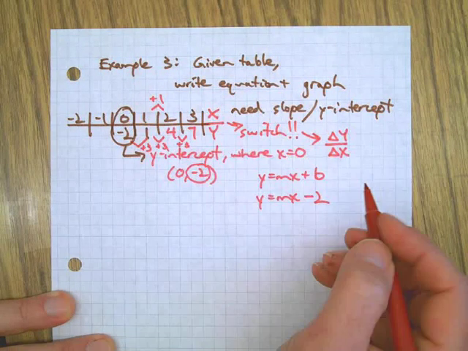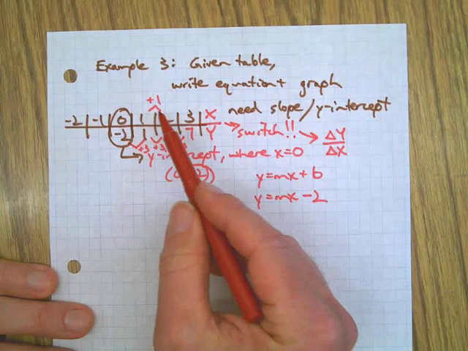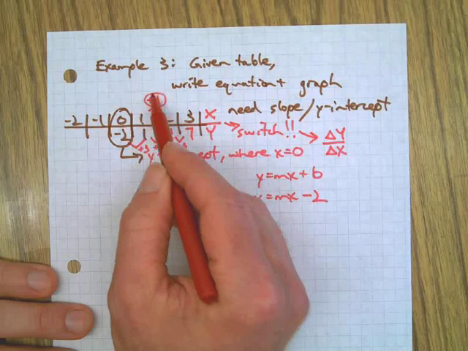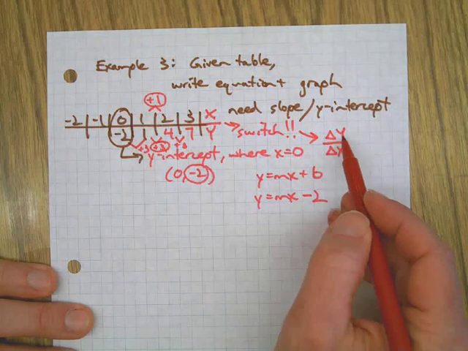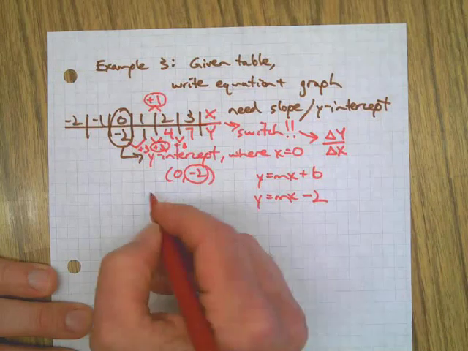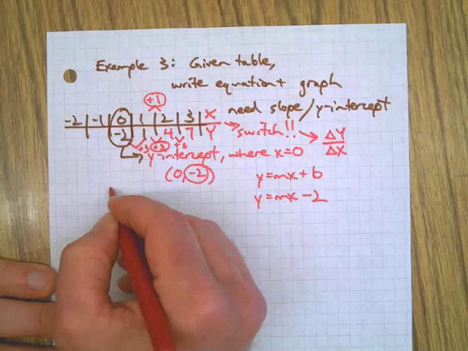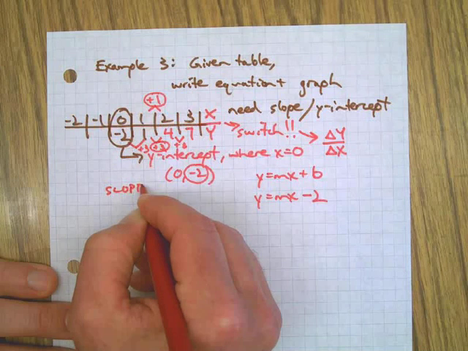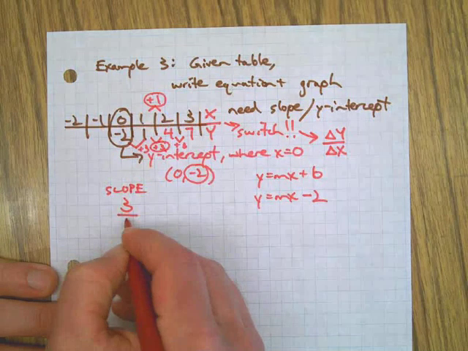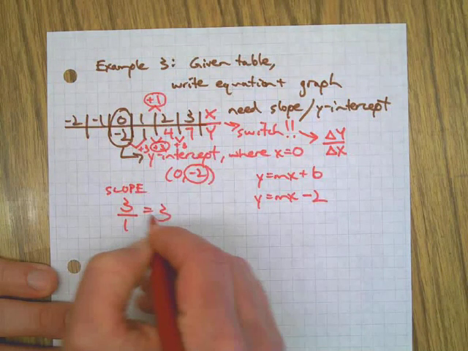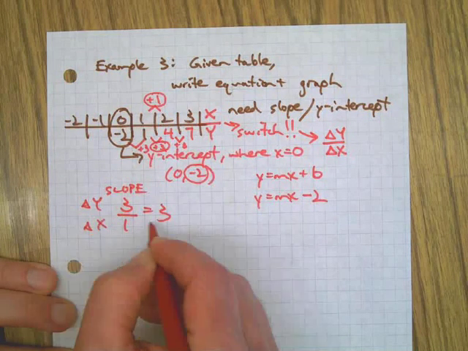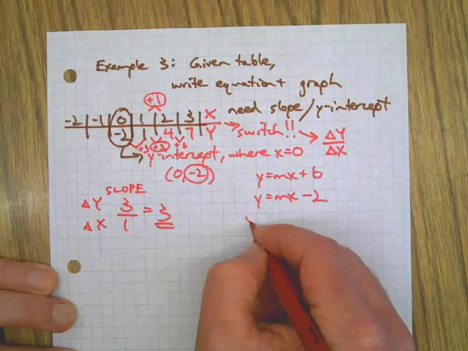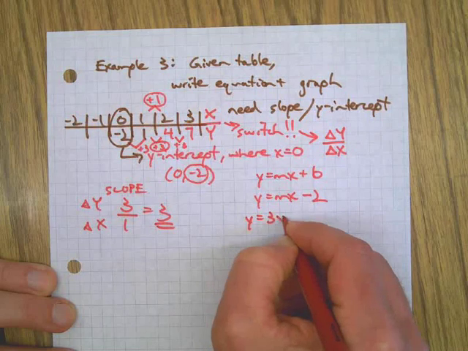Okay? So on the table, it looks like my slope would be 1/3, right? Because I have 1 on top of 3. But it's the change in y over the change in x. So the slope for this table is just 3, right? 3 over 1. Because the change in y is 3, the change in x is 1. So the slope is 3. So this equation is y equals 3x minus 2.